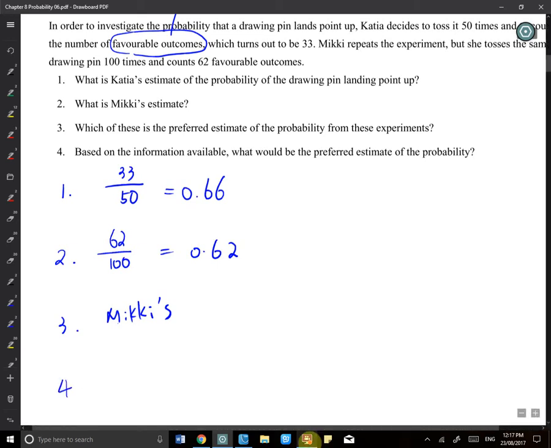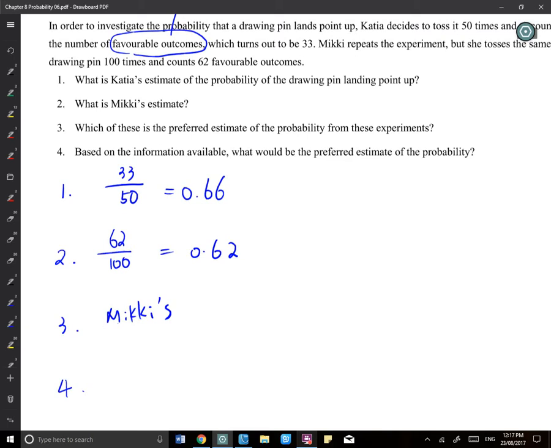Number 4 is an interesting question here. Based on all this information available, can you give an even better estimate for the probability? I'm not going to take 0.62 or 0.66. What are you going to do? 0.64, you mean averaging them? Okay, that's what most of you think about. Is that correct? When you average something, they should have the same conditions. One just tossed 50 times, and the other one 100 times. Do you think they can really do averaging?